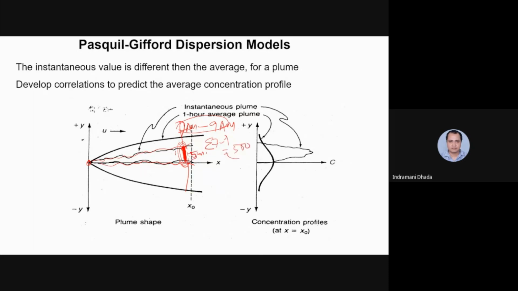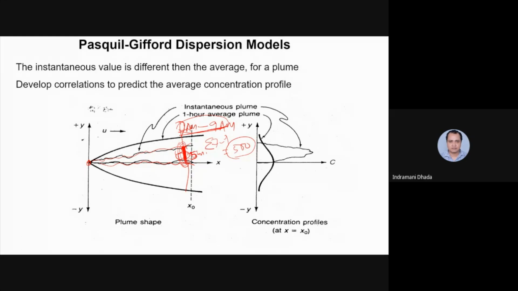Whatever the total ppm you are getting in the particular place during these 2 hours is much more than the instantaneous concentration you are getting here at 7 a.m., that is 5 ppm. That means the instantaneous concentration is less than the total concentration.